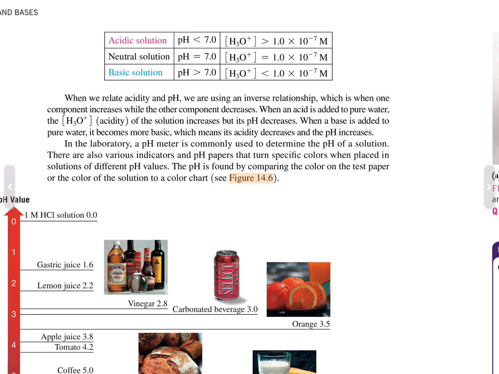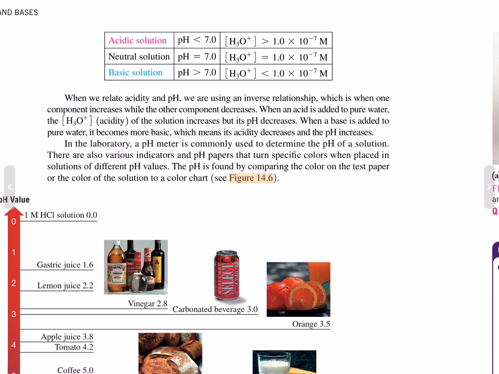When we relate acidity and pH, we are using an inverse relationship, which is one component increases while the other decreases. When an acid is added to pure water, the hydronium acidity increases. When a base is added to pure water, it becomes more basic, which means its acidity decreases and the pH increases. In the laboratory, a pH meter is commonly used to determine the pH of a solution.